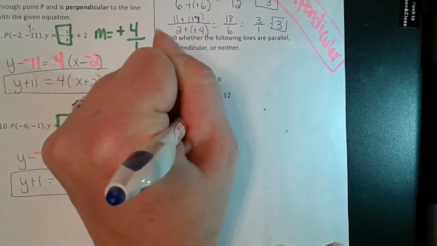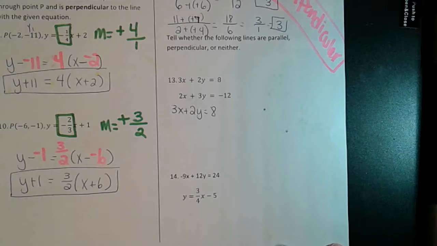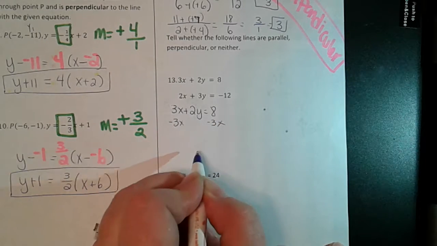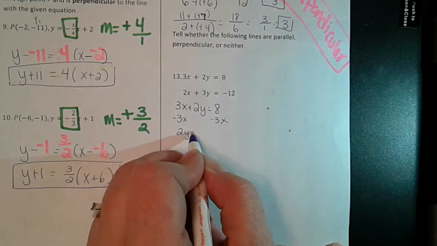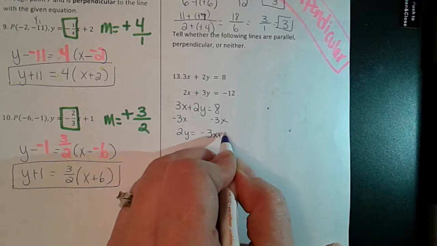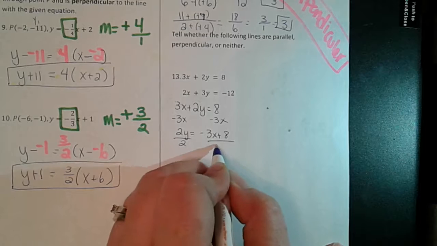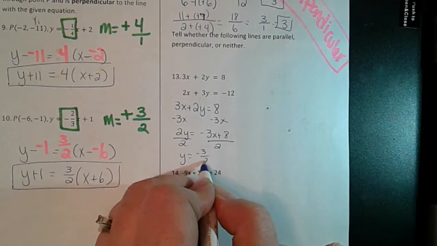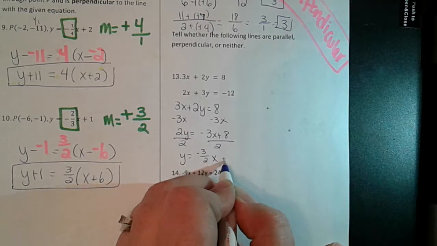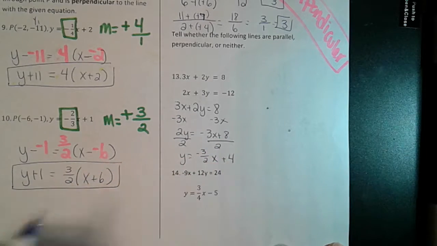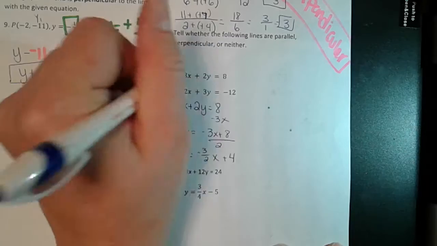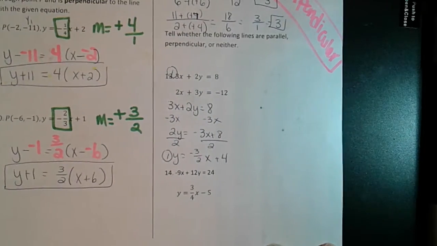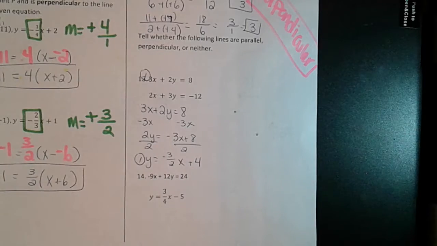Here's our equation: 3x plus 2y equals 8. Let's get y by itself by subtracting 3x from both sides. We have 2y equals negative 3x plus 8. Then we divide both sides by 2, and we have y equals negative 3 halves x, and 8 divided by 2 is 4. So this equation and this equation are the same, it's just a different form, right?